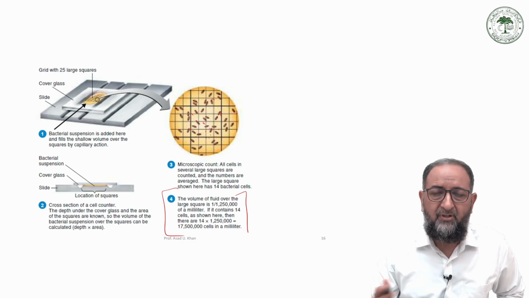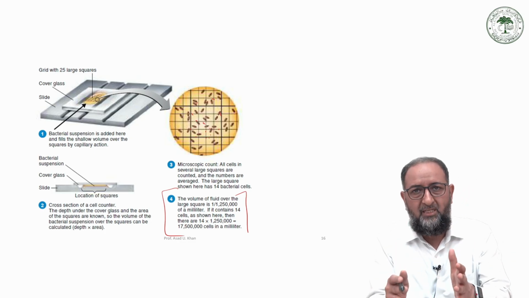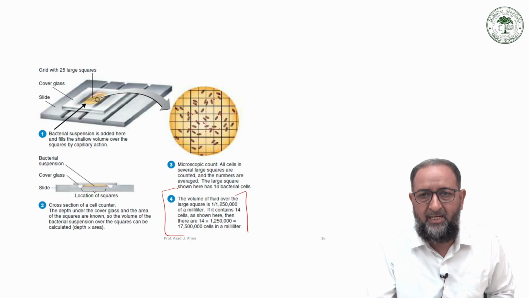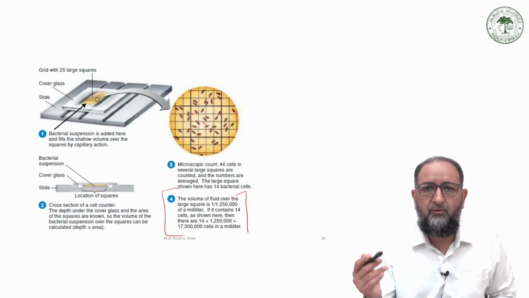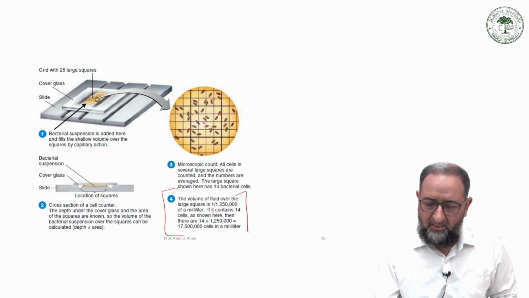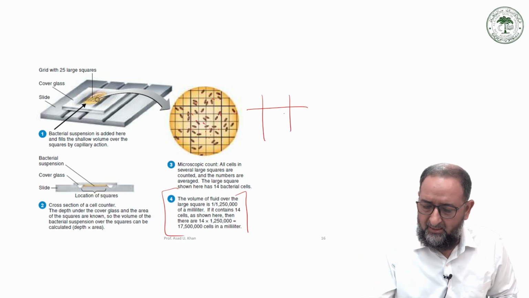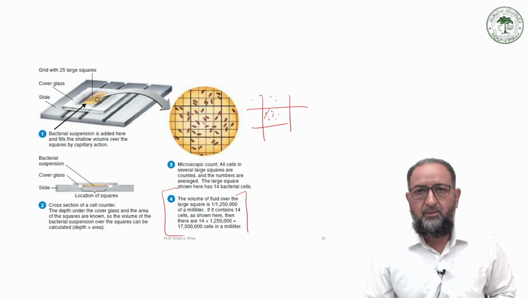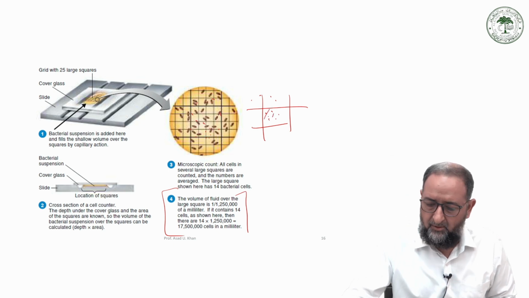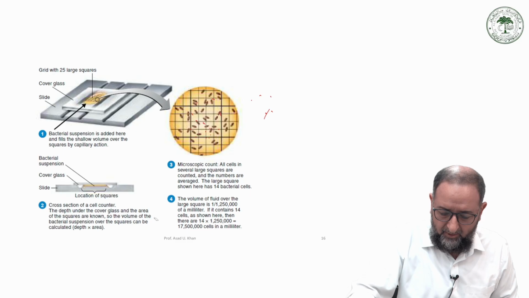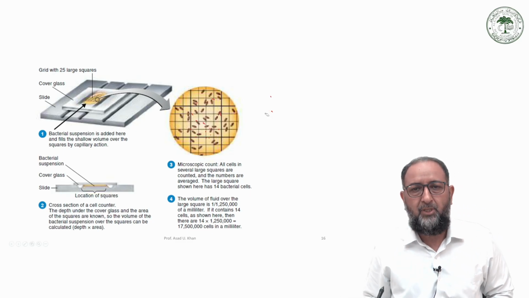Now it is very, very difficult for you to calculate the total number of cells in a whole slide or in a whole stream, because there are millions of cells present. So it is always better that you make a grid, and in the grid you can easily count the number of cells. So this is a simple method of calculation of the cells through the microscopic method, or we call it the visualization method.